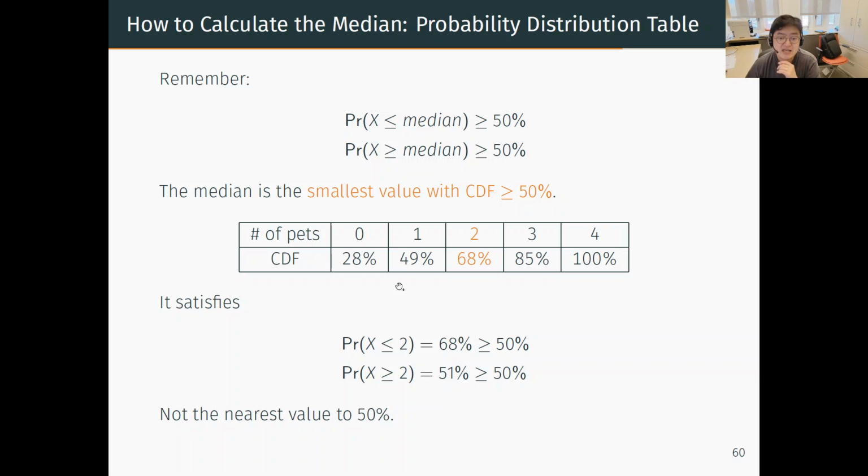So it is not the nearest value. One tricky thing here is that it may look like 1 is closer to the center. No, we don't choose it as the median. The median should be the one that satisfies both inequalities, the minimum value with CDF at least 50%. Okay, so it's tricky, but intuitive, right? I believe you see why 2 becomes the median.